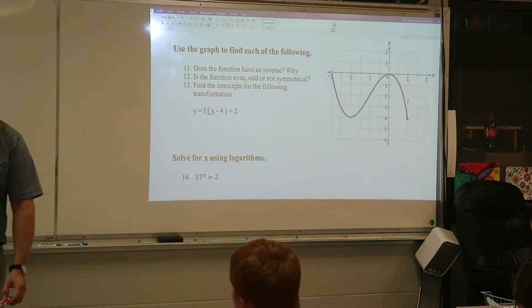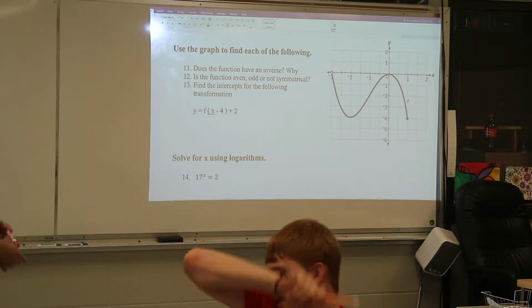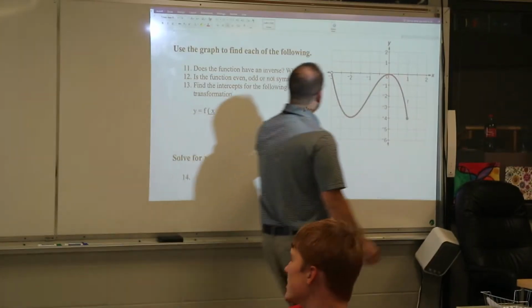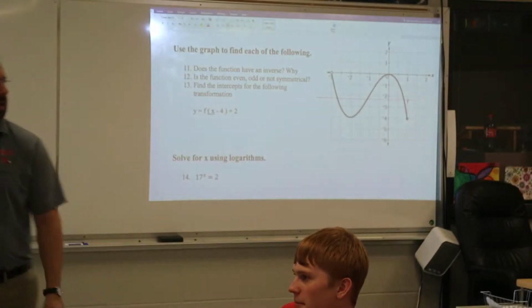Okay? Does this thing have an inverse? No. Why? Because of the horizontal line test. A horizontal line hits it more than once. Yeah, horizontal line test. It failed it. No inverse.